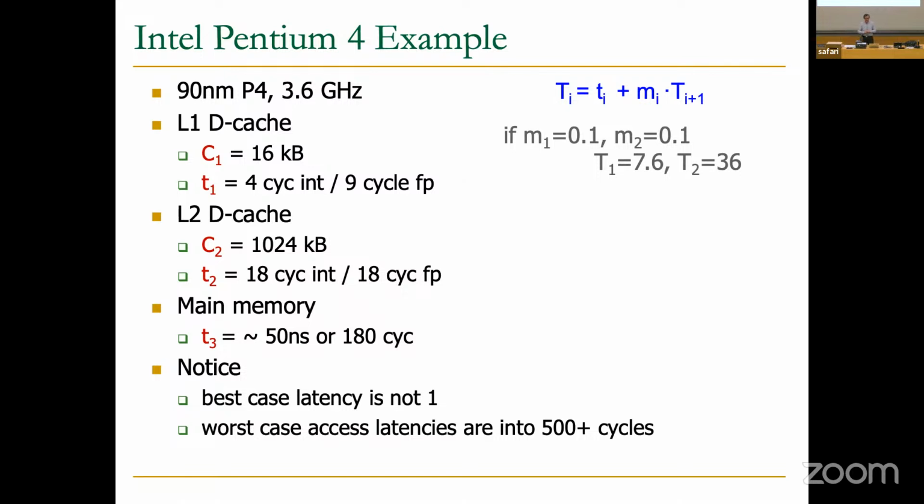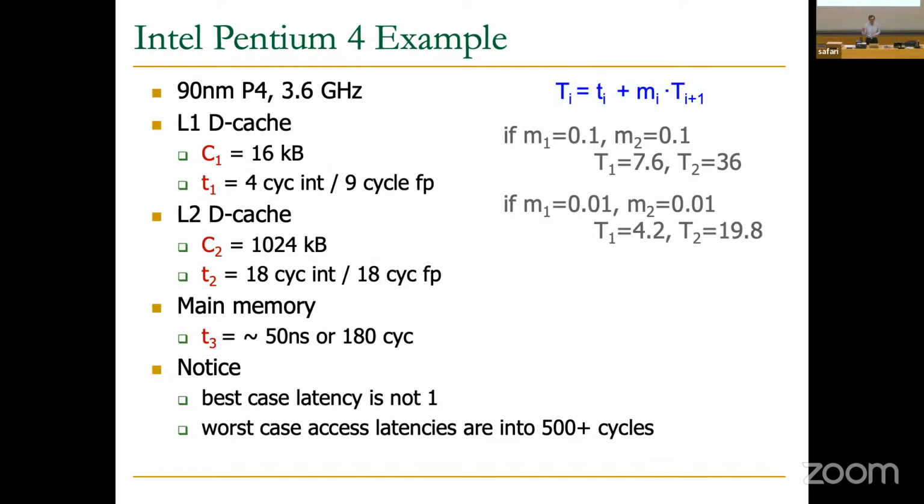Okay? Because only 1% of the accesses actually go to main memory, because 10% miss in the first level, and out of the 10% that miss, only 10% miss in the second level. Okay, so that's the idea. So 7.6 is still high, as you can see, compared to 4 cycles. So 10% miss rate, which one could argue is quite good, puts you at 7.6 cycle perceived access latency at the L1 level. That doesn't sound good.